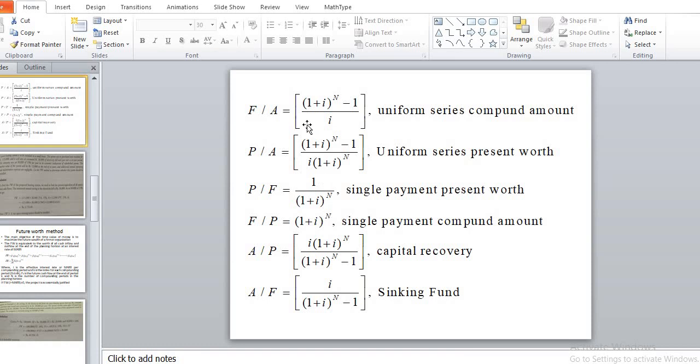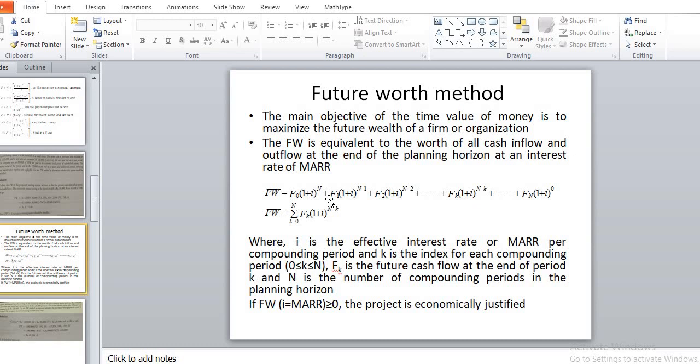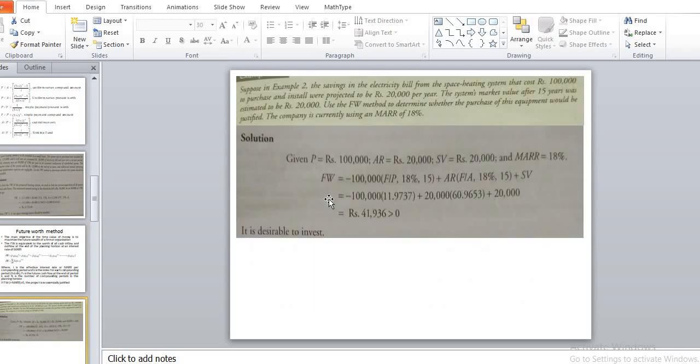F/P is (1 plus i) raised to n, and F/A we can calculate as (1 plus i) raised to n minus 1, divided by i. With these formulas we can calculate these factors: this is the single payment compound amount, and this is the annual payment compound amount.